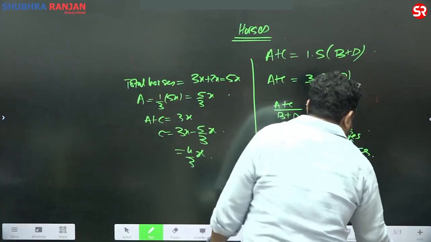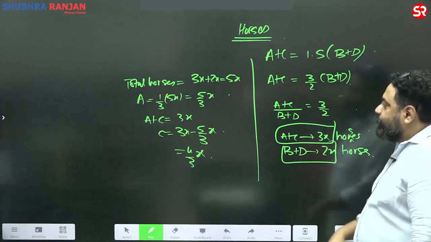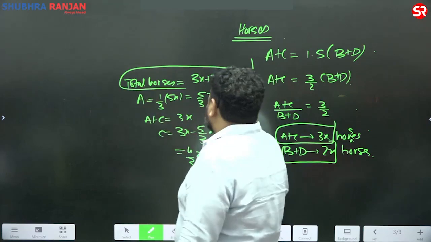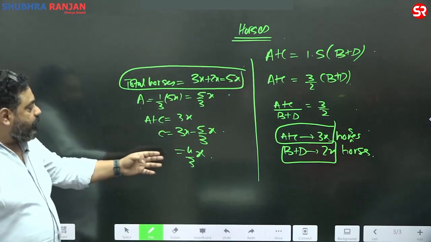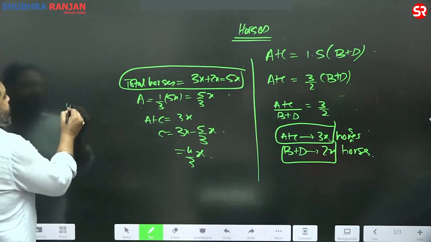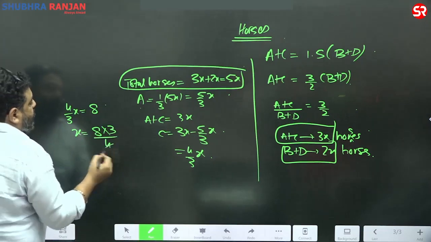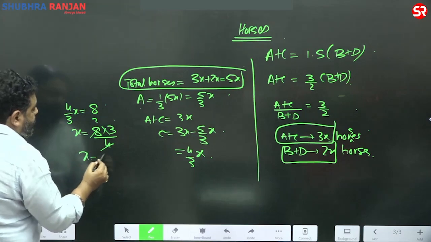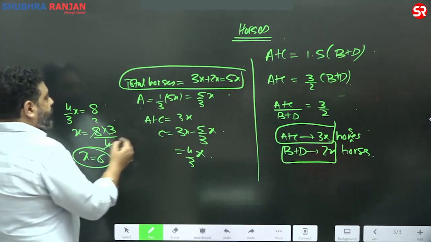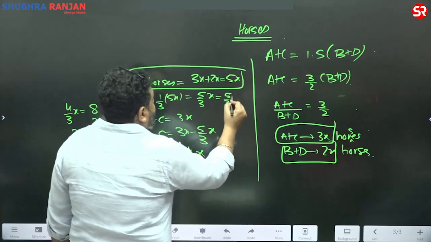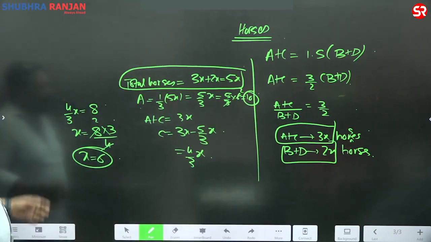So this is my mistake. Now please pay attention. Total horses with A and C 3x, total horses with B and D 2x, so total number of horses 5x. A का कितना है 1/3 of total which is 5/3x, तो C का कितना हो जाएगा 4/3x which is given as 4/3x is equal to 8, which means x is equal to 8 into 3/4 which comes out to be 6. If x is equal to 6, right, so similarly A का कितना हो जाएगा 5/3 times 6 कितना बना guys, 10 horses, right, 10 horses.